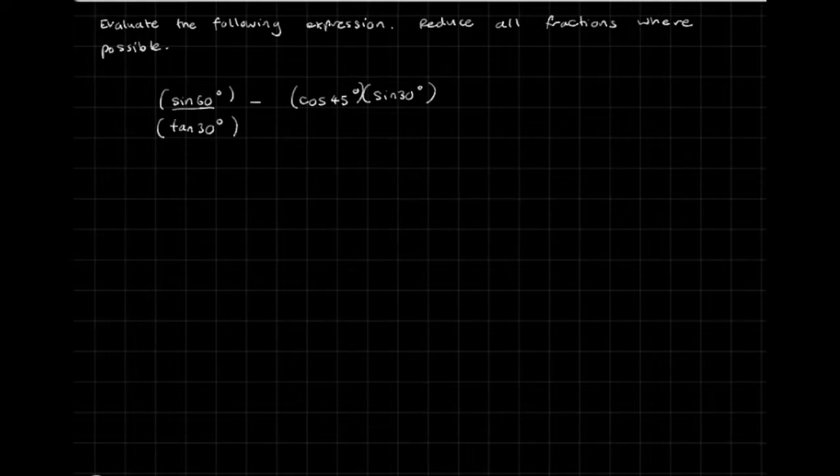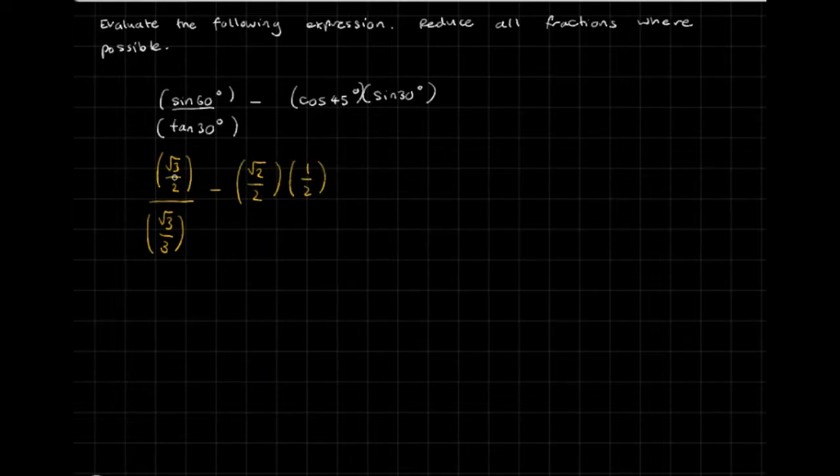All right, let's evaluate the following expression and reduce all fractions where possible. So we're going to be using some of the special angles that we looked at, some of the values that we looked at. Sine 60 is going to have a value of square root 3 over 2. So guys, you want to try and memorize that table that I constructed earlier. Tan 30 here is square root 3 over 3 minus cosine 45 is square root 2 over 2, and times sine 30 is 1/2.